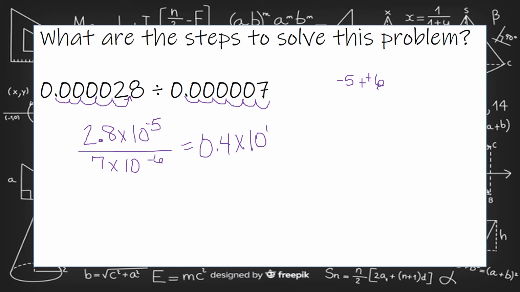Now, that's not in scientific notation because the number is not between 1 and 10. So I have to move the decimal one spot to the right. Because I did that, I have to subtract 1 from that. So I get 4 times 10 to the 0, which means just the number 1. So I could say my answer is 4.